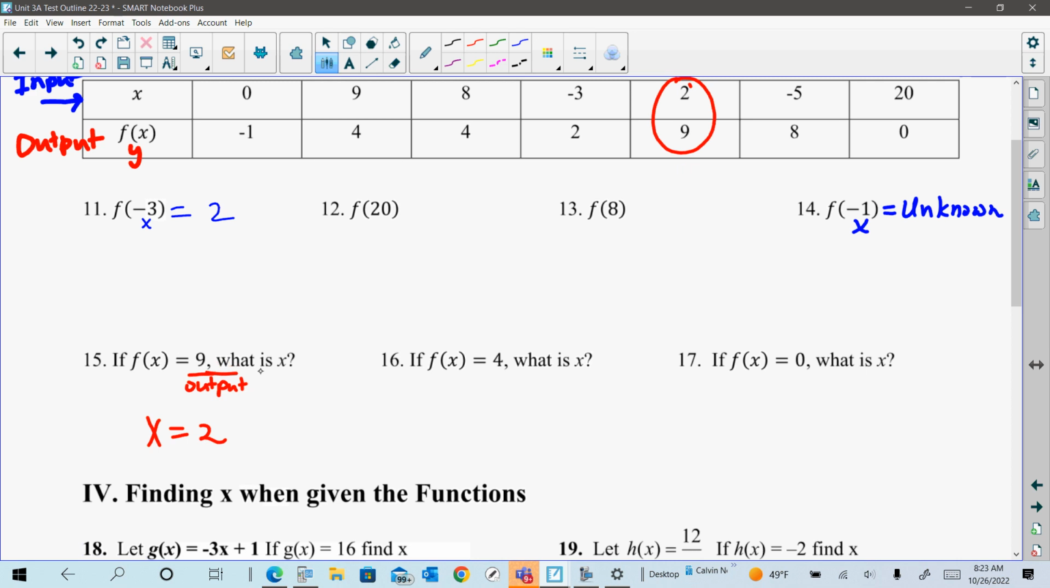All right, so in 16, what would be our answer for f of x equals 4? Because we're looking for an output of 4. x equals 8, or we got two answers here, because 4 is repeated there. So you have to put x equals 8 or x equals 9. You have to show both answers from the table.